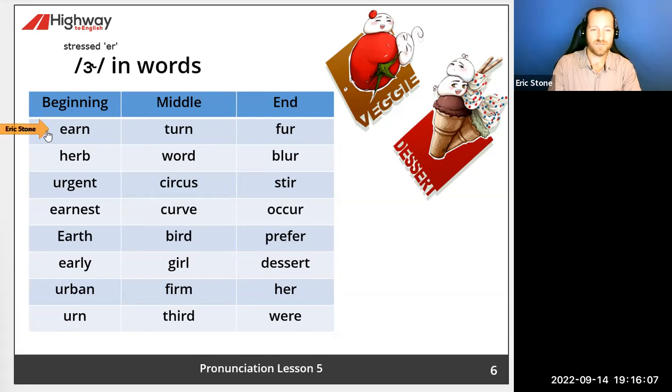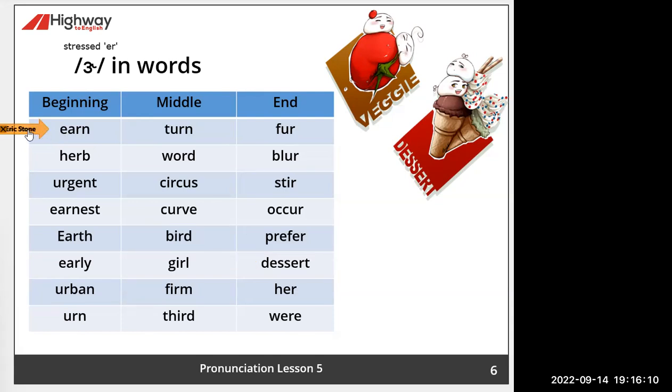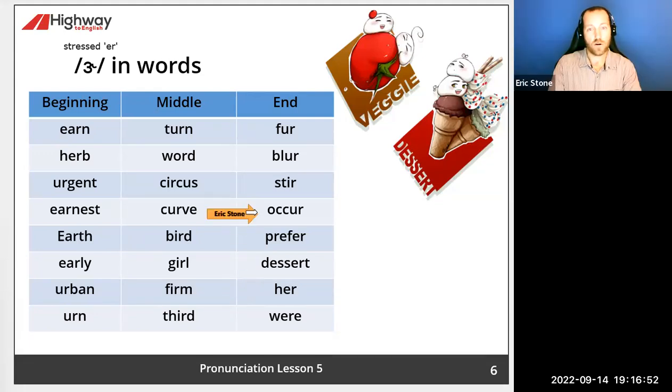Okay, your turn, Zahur. Earn, herb, urgent, earnest, earth, early, urban, earn, turn, word, circus, curve, third, firm, third, fur, blur, stir, occur, prefer, desert, her, were. Nice. Try this word again. It's occur.